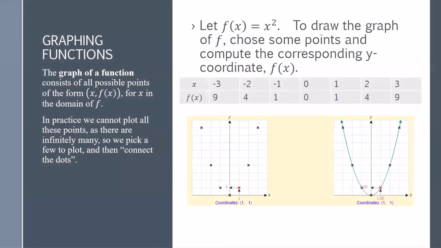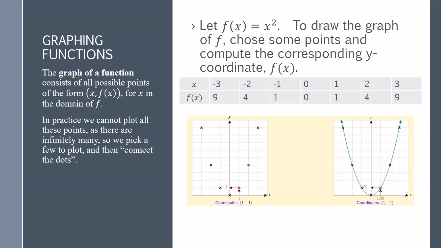The graph of a function consists of all possible points of the form x comma f of x for x in the domain of f. In practice, we can't plot all of these points because there's infinitely many of them. So we pick a few to plot and then play connect the dots.